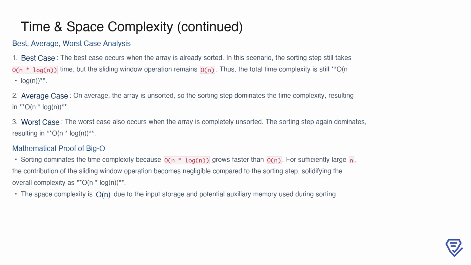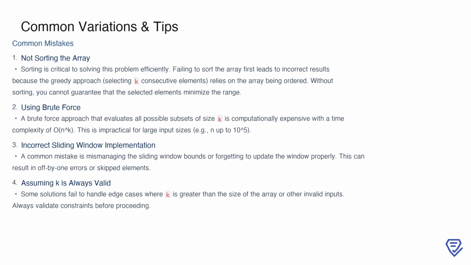Thus, the time complexity remains O(n log n), and the space complexity remains O(n), due to input storage and auxiliary memory requirements. One of the most common mistakes in this problem is neglecting to sort the array before attempting to solve it. Sorting is absolutely essential because the greedy approach, which selects k consecutive elements to minimize the range, depends on the array being ordered. Without sorting, you cannot ensure that the chosen elements represent the smallest possible range.